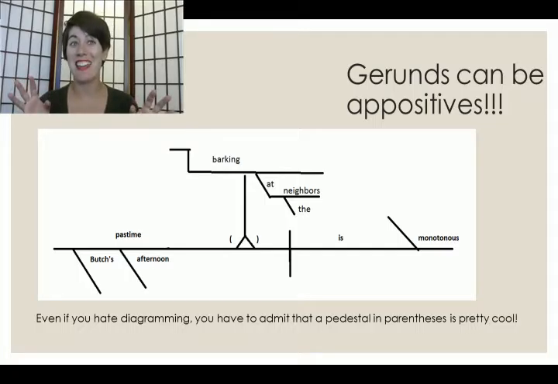So the gerund, barking at the neighbors, is renaming the subject of the sentence, Butch's afternoon pastime, I suppose I should say, not replacing. And so we put it in parentheses next to the head word on the main line. I just think this looks pretty cool, a pedestal in parens. Like, you don't see that every day. Thank you, sentence diagramming. Thank you for blowing our minds.